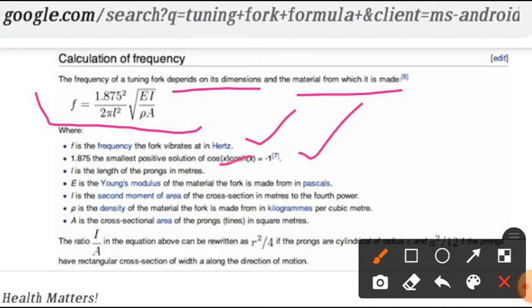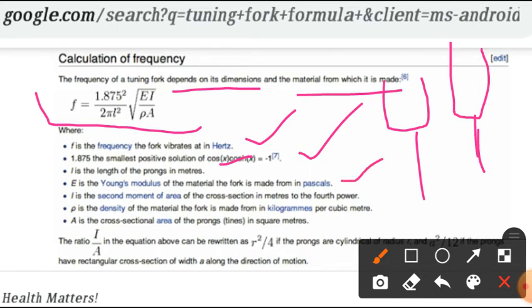Lengths are different, so dimensions are different, and here L is the length of the prongs in meters. E is the Young's modulus of the material the fork is made from, in pascals. I is the second moment of area of the cross section in meters to the fourth power. Rho is the density of the material the fork is made from in kilograms per cubic meter. A is the cross-sectional area of the prongs in square meters.